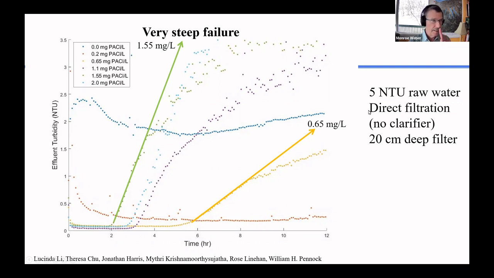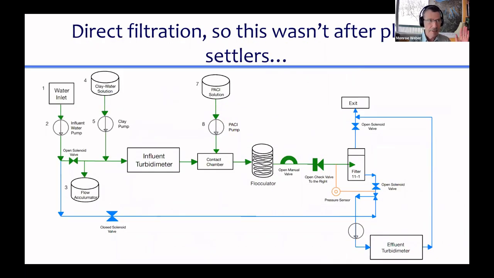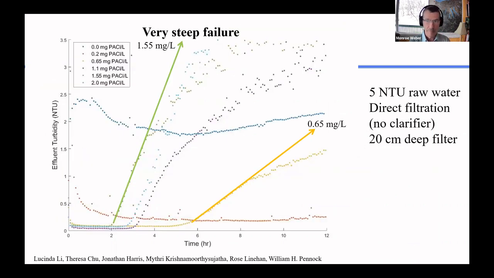They noticed there was no clarifier in this schematic. So there's a flocculator, and then it goes right into the filter. That's called direct filtration. You can do this if the water is pretty clean so that the filter can actually handle all those solids. And in this case, that means that we know exactly how many particles are going into the filter because we added 5 NTU and all of them are going into the filter.